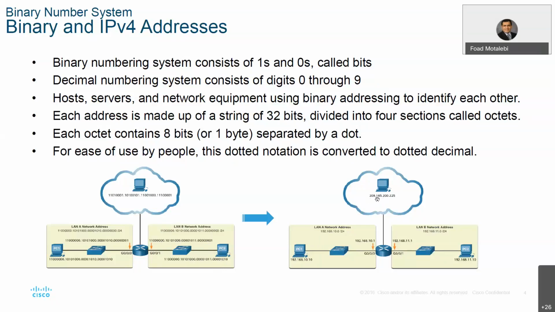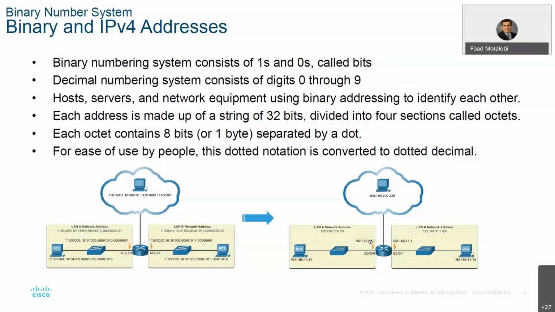So 209, the binary equivalent is 11010001. 165, the binary equivalent is 101000101. Machines understand this. We need to convert it into decimal so that we can keep our sanity. So for example, the Gigabit Ethernet 0 interface of the router. This is the translation of the binary IP address.